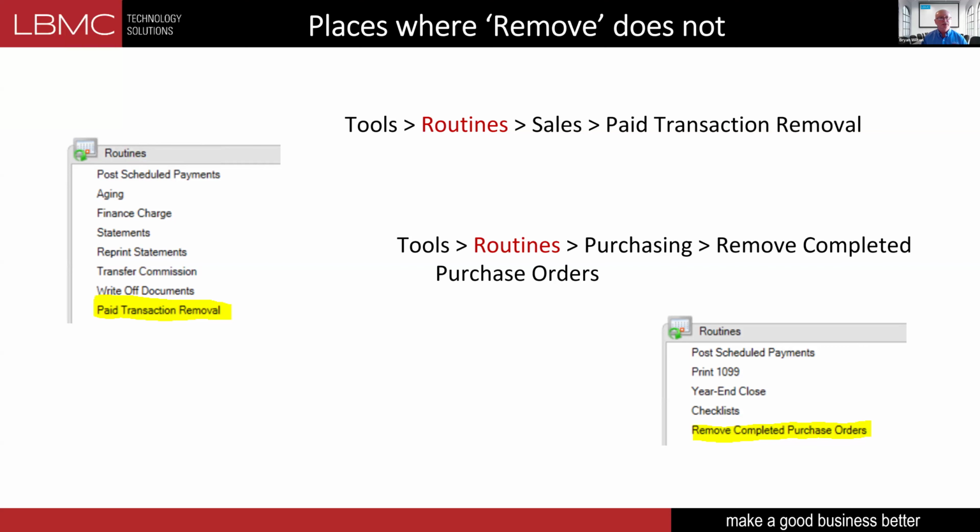And then the other one is if you use purchase orders, you can remove completed POs, and it doesn't remove them on both of these. It removes them from open status to history, HIST status.